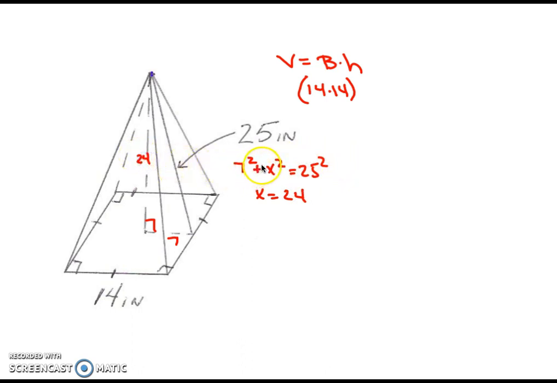So I can plug in my 24 up here for my volume. And if I multiply these together, my volume equals 1,568. And we're going to have our inches cubed again. And this would be my volume.